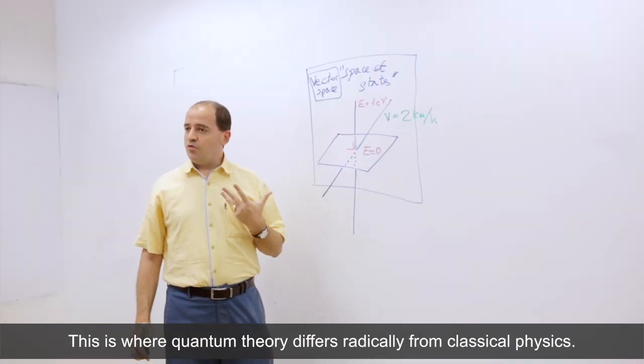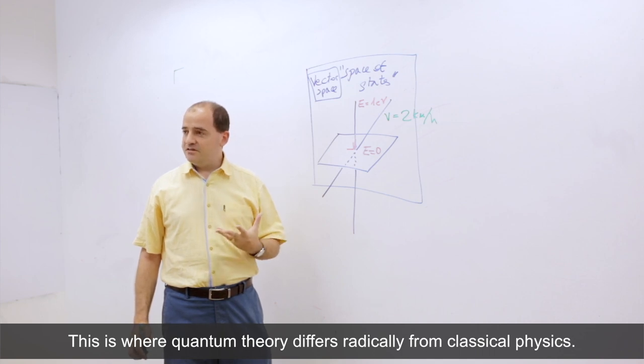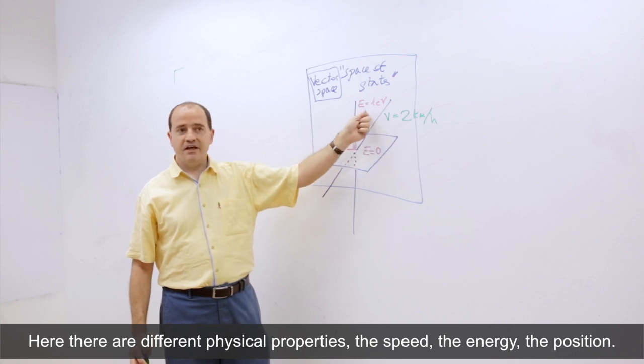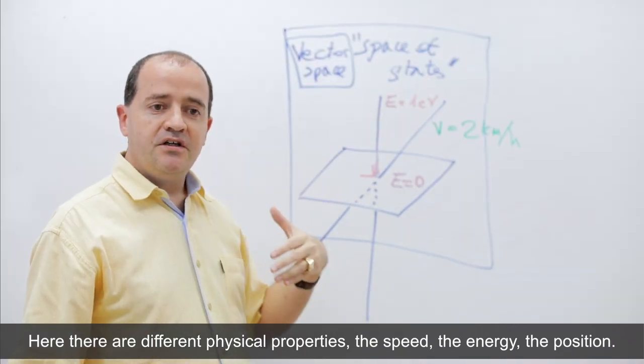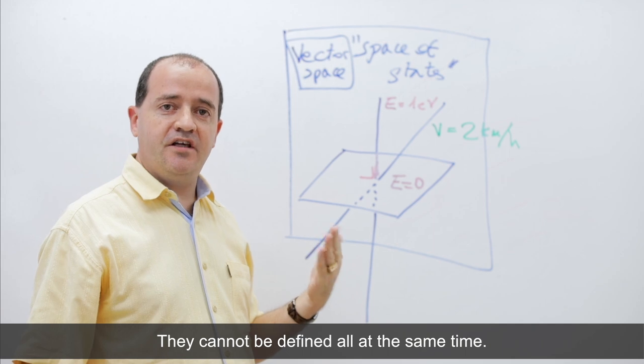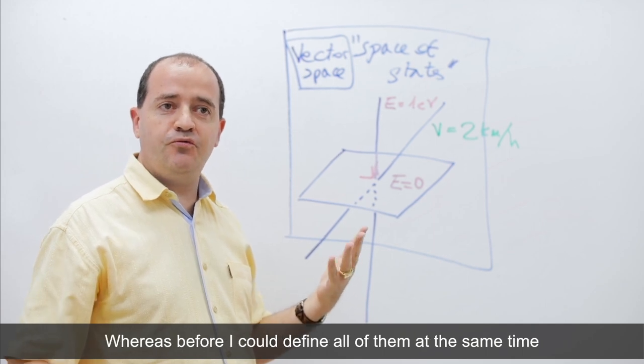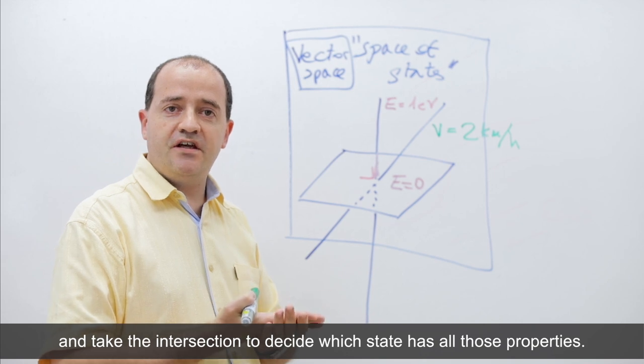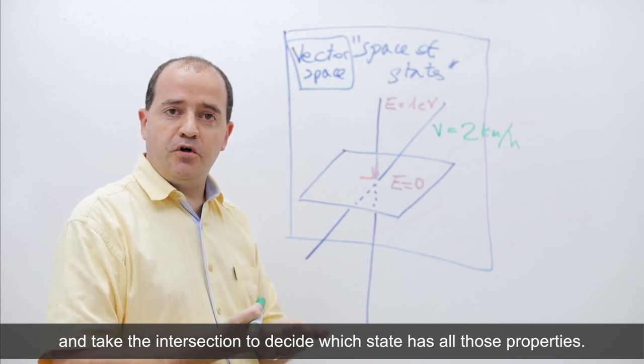This is where quantum theory differs radically from classical physics. Here, there are different physical properties, the speed, the energy, the position. They cannot be defined all at the same time. Whereas before, I could define all of them at the same time and take the intersection to decide which state has all those properties.